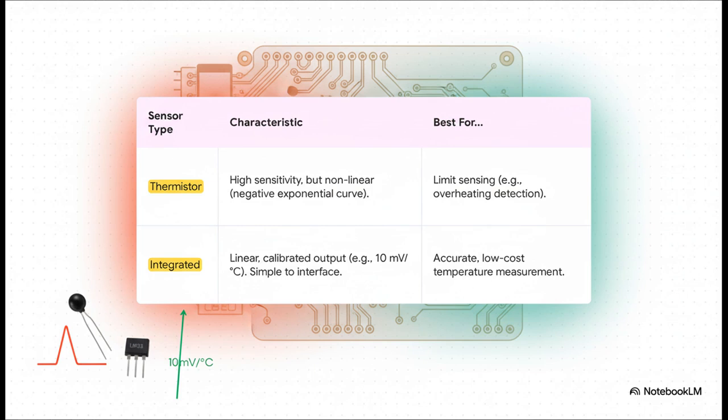We could use a thermistor. It's super sensitive. It reacts really strongly to small temperature changes. But its output is nonlinear. It's that curvy line we talked about, which makes getting a precise number a bit tricky. It's great if you just want to know if something's overheating.